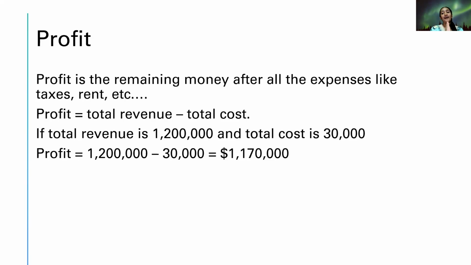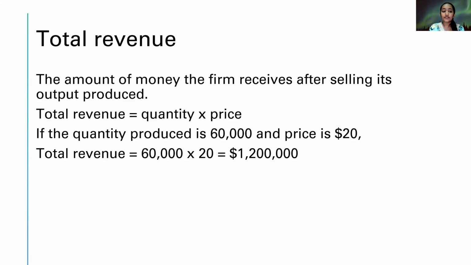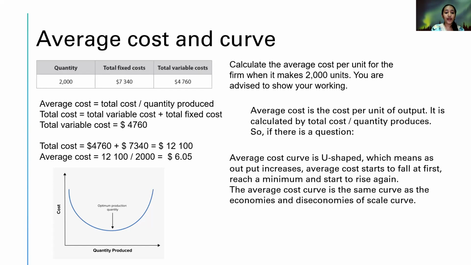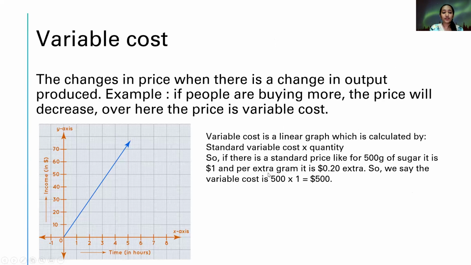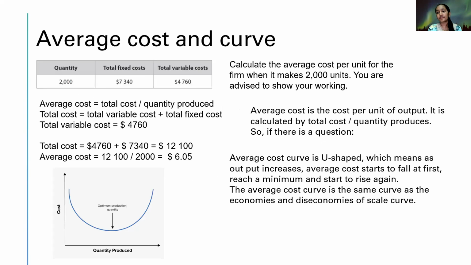Till now, our chapter is finished. I hope you understand this chapter. Please be very careful with the formulas. These all formulas are interrelated to each other. So like if you see in average cost, you can't calculate average cost until you know the total cost. So how do you calculate total cost? Total cost is total fixed cost plus variable cost. How to calculate variable cost? Variable cost is equal to standard variable cost into quantity. So these are all interlinked with each other. So please be very careful with the formulas.